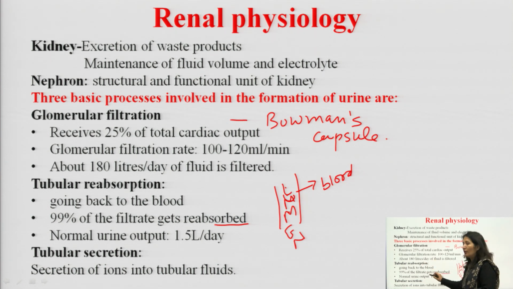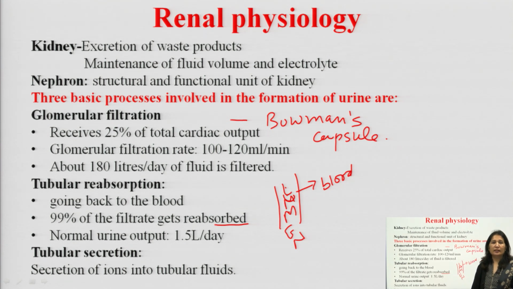So, 99% of whatever was filtered and came into the renal tubule will go back, whether it is ions, glucose, sodium or amino acids. That is tubular reabsorption. After reabsorption, the filtrate that is left in the renal tubule forms urine. Normal urine output is 1.5 liters per day.